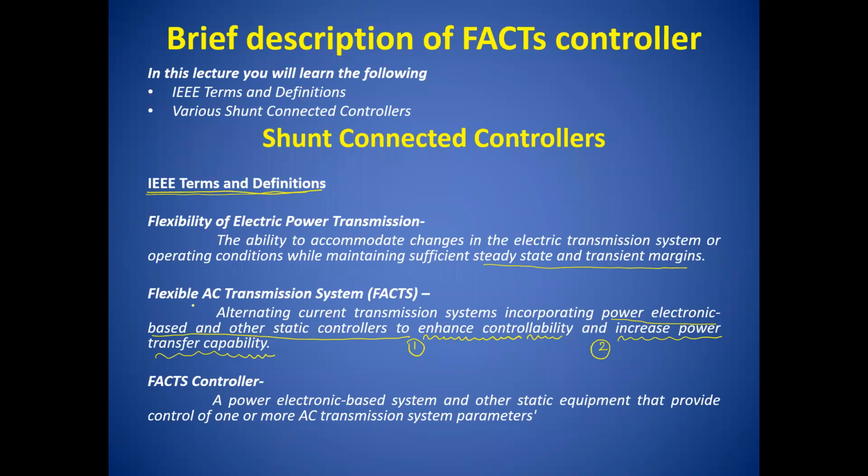To obtain this, we need some controller. So a power electronic based system or other static equipment that provides control over one or more parameters of the AC transmission system is called a FACTS controller. So the FACTS controller may be electronic based, it may be static based, and it provides enhancement in the controllability and power handling capacity of the existing transmission line. It is called a FACTS controller.